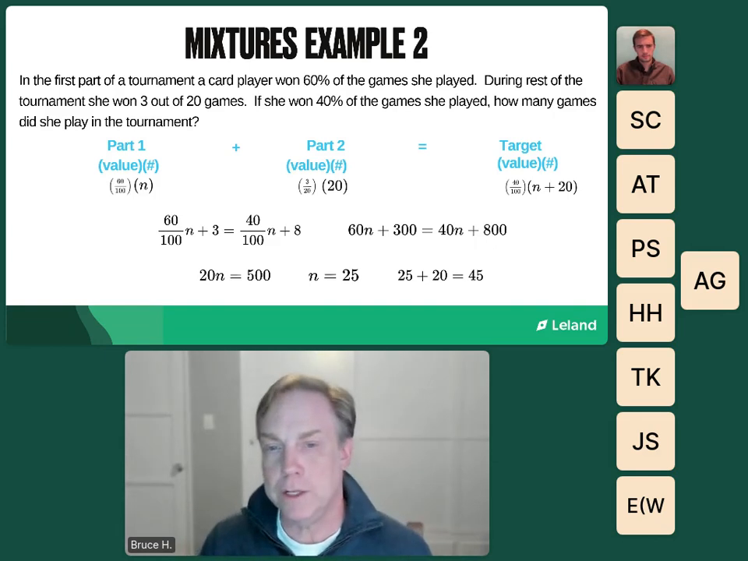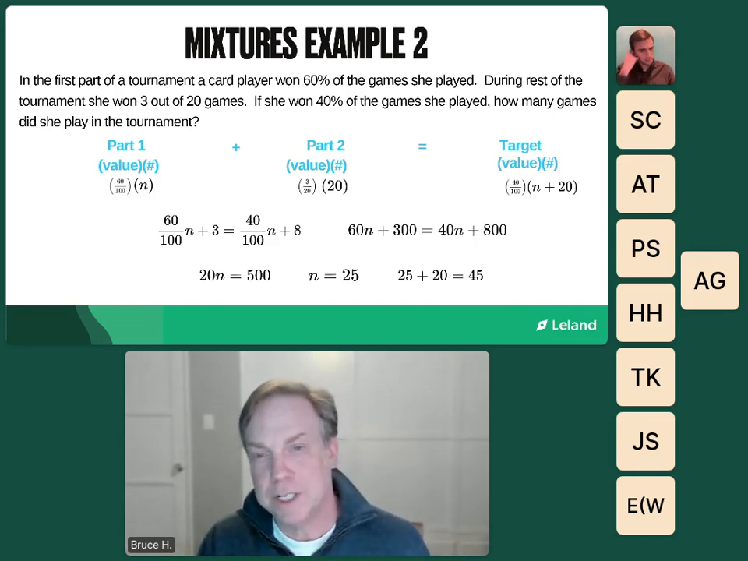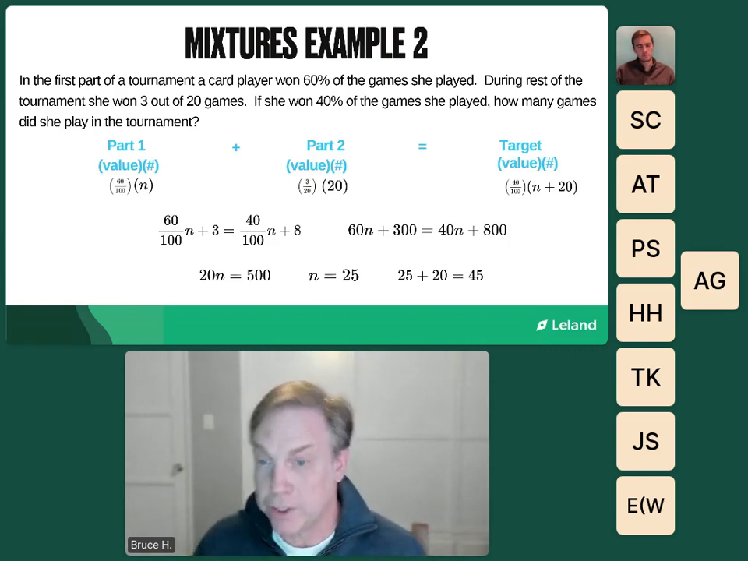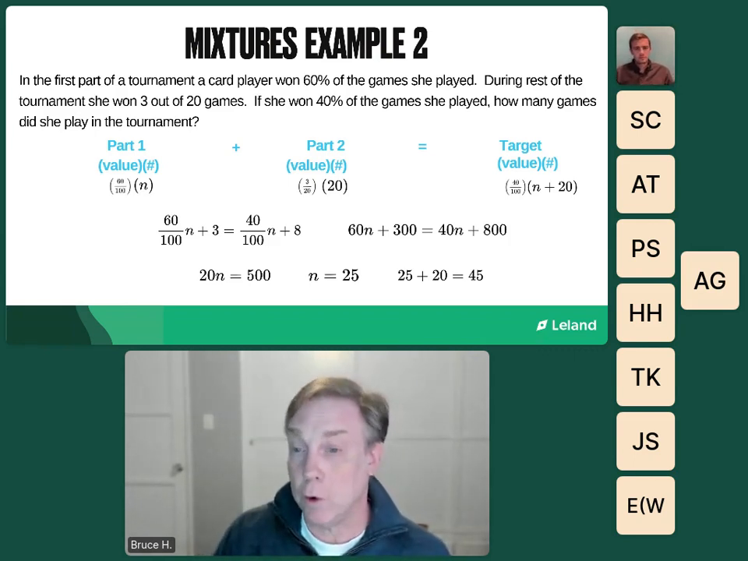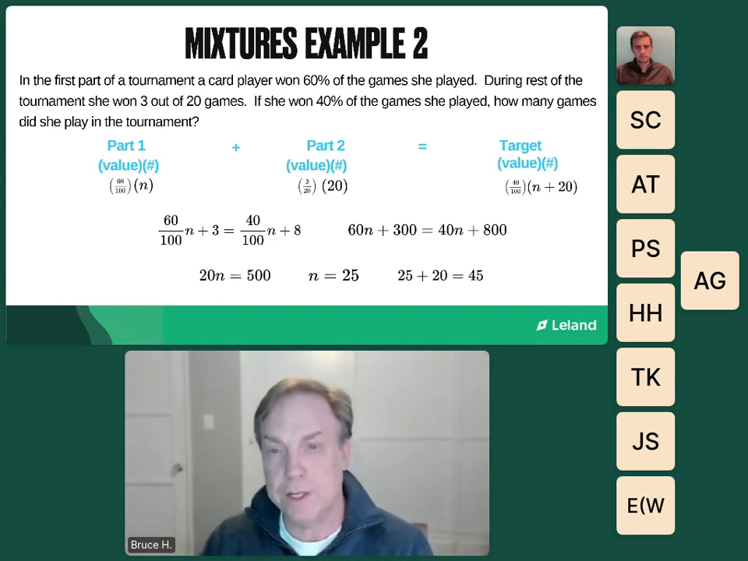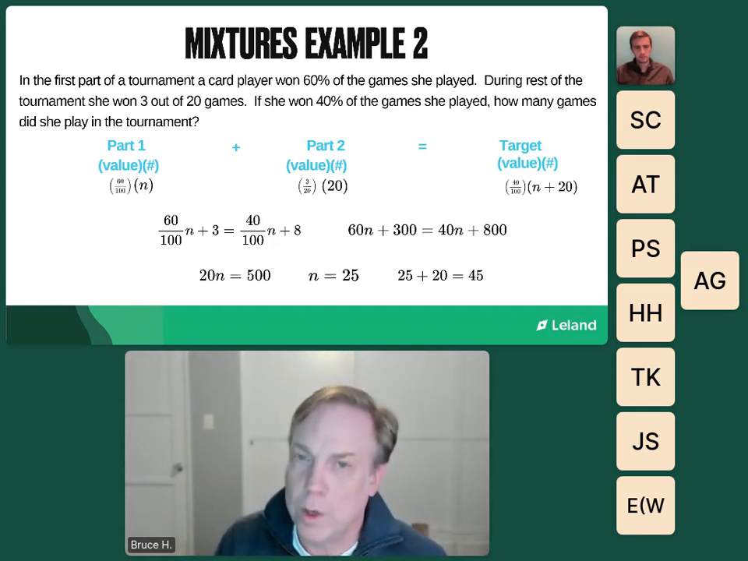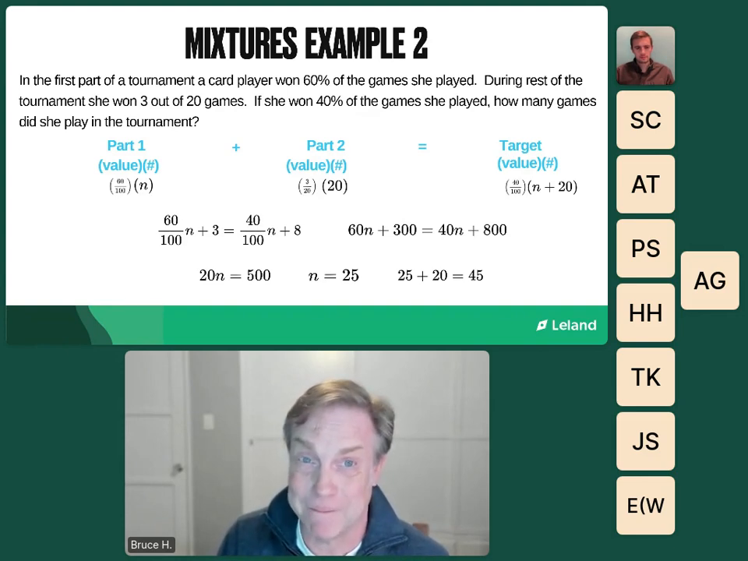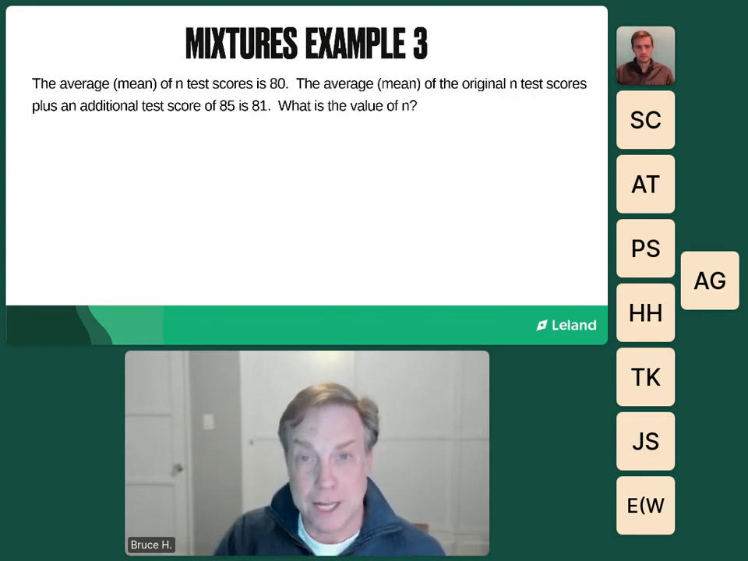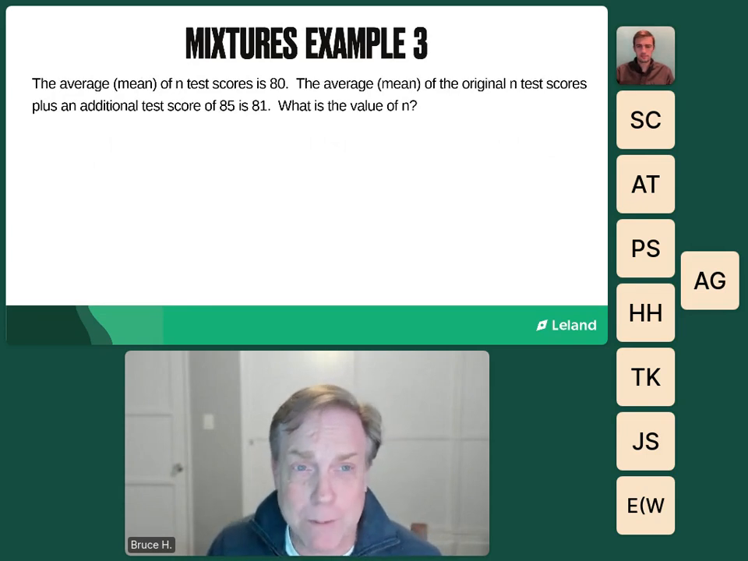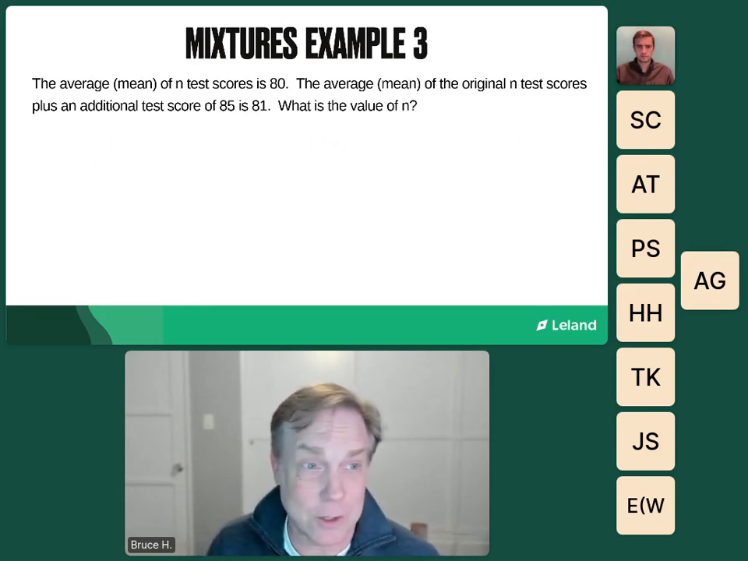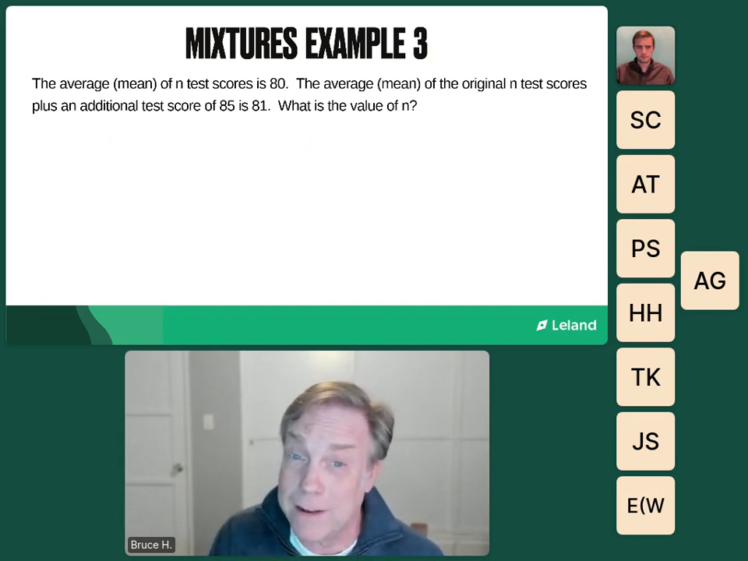So in each one of these questions, your job is simply to pick out the value of each thing and the number of each thing. And even when they try and make it look really strange and difficult, it'll always go into the framework. And that's the value of having a framework like this. Okay, let's take one more example here. The average mean of N test scores is 80. The average mean of the original N test scores plus an additional test score of 85 is 81. What is the value of N?